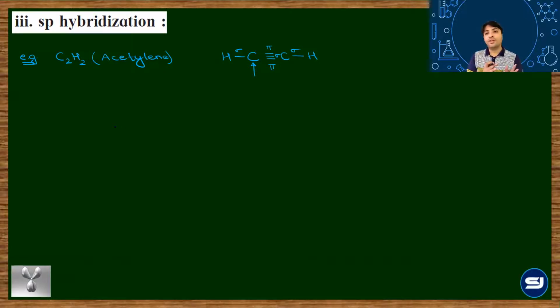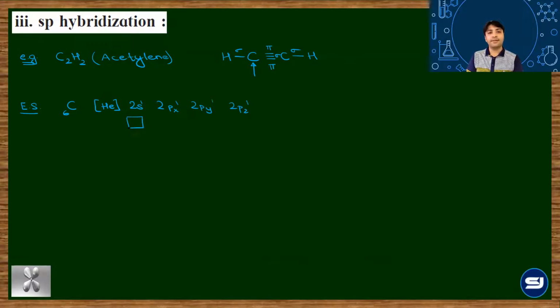So now, these two sigma bonds would be justified by two hybrid orbitals, hybrid sp orbitals. And the two pi bonds would be justified by two pure orbitals. So out of four, two will be hybridized and two will not. That's it. So I'm directly writing the excited state of carbon. Is that okay? It will be 2s1, 2px1, 2py1 and 2pz1.